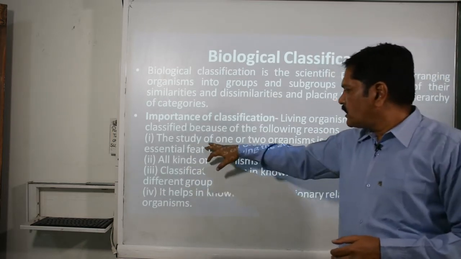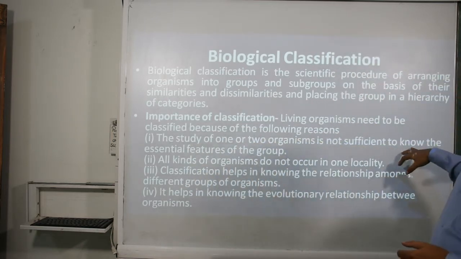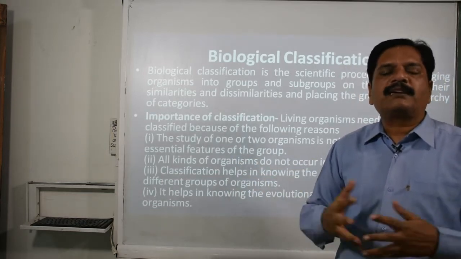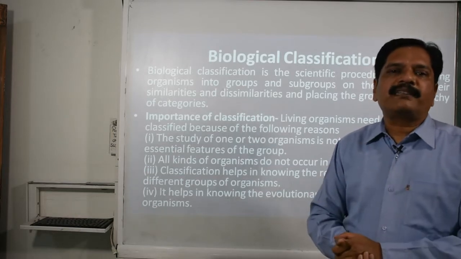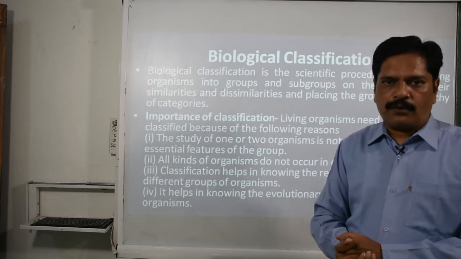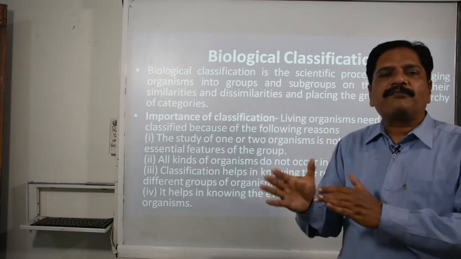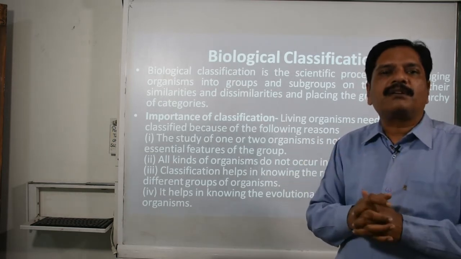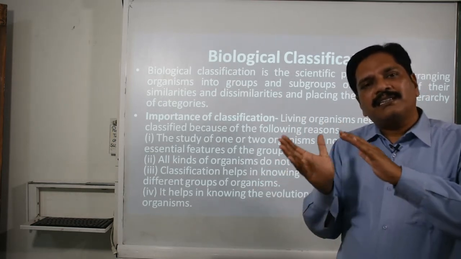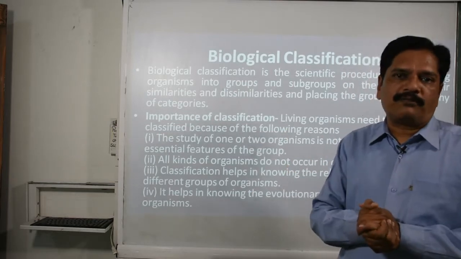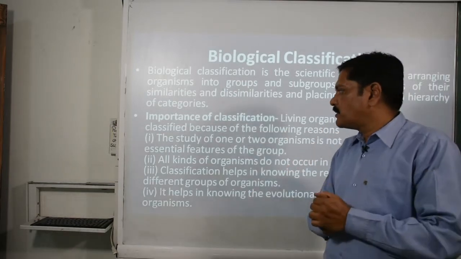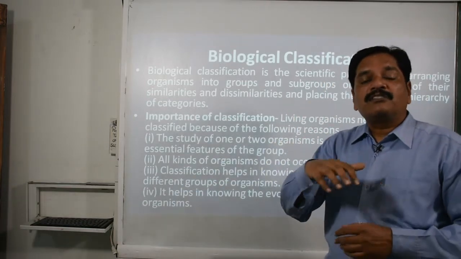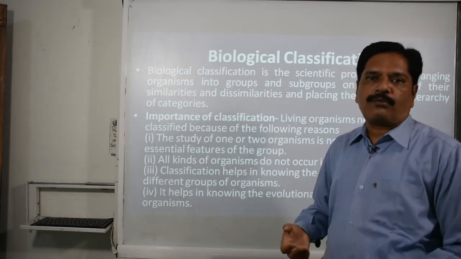So first of all, the study of one or two organisms is not sufficient to know about the essential features of the group. Clear? Just like that, you know that millions of animals and plants are present in nature. So when we are classifying organisms, we have to study a large number of organisms in a group, and then later generalize their characters to learn about those features. They will be representative of this one thing. So by discussing any one, you can generalize the characteristics of the whole group of that organism.